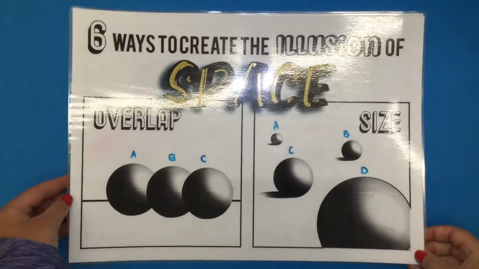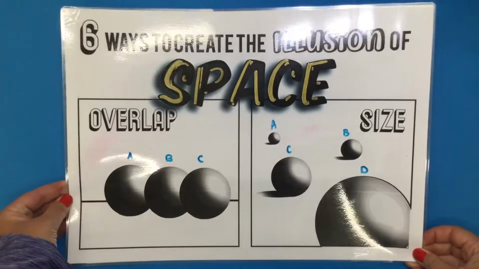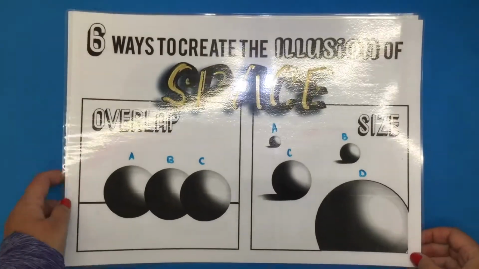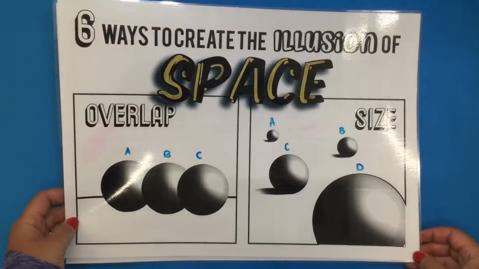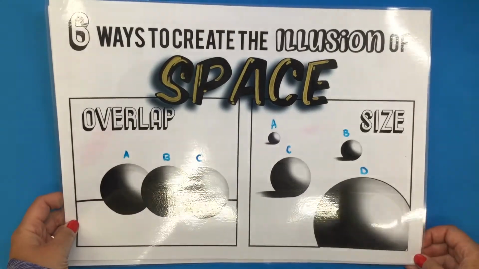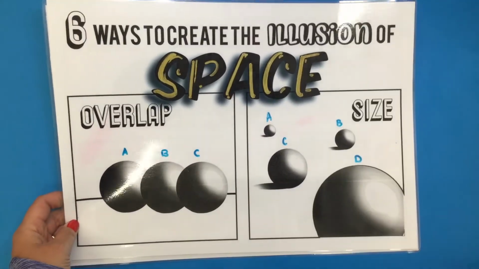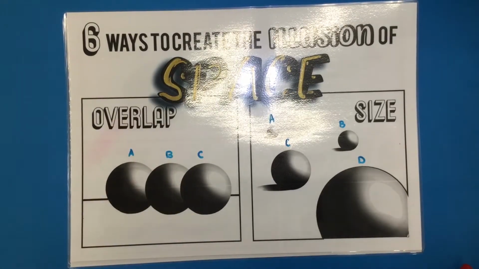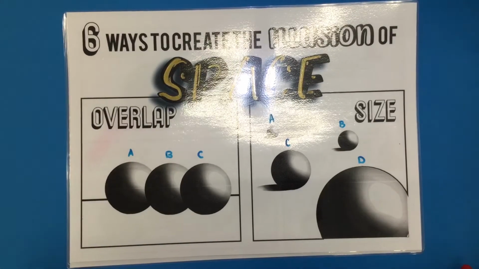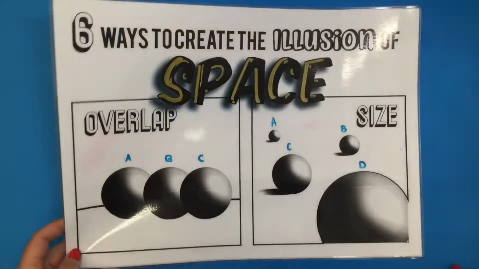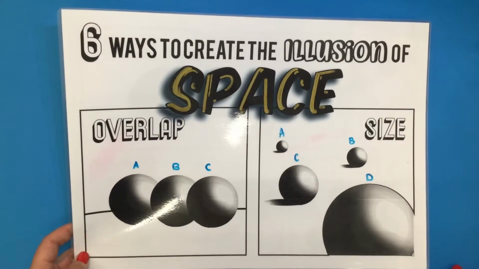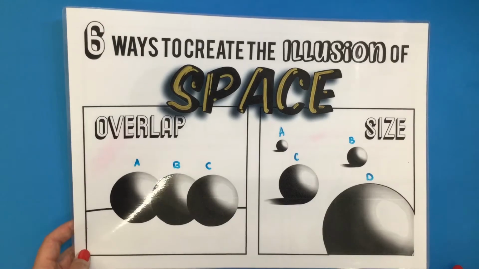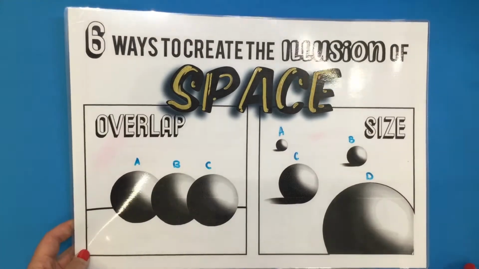Today we are going to be talking about space. And I don't mean outer space where the astronauts are at. No, I'm talking about space in art. Space is how some things look really close to us and some things look really far away. And maybe they are. But in art, sometimes we can trick the eye to think that things are further away than they actually are on our paper.